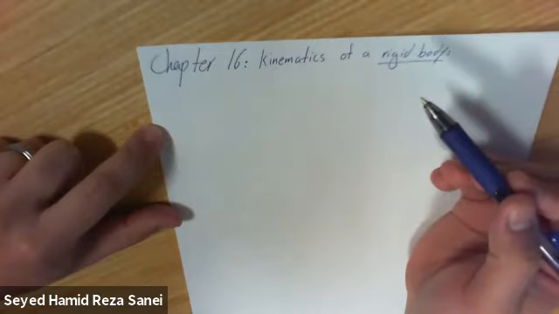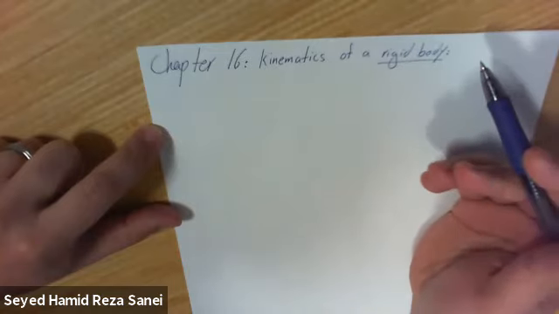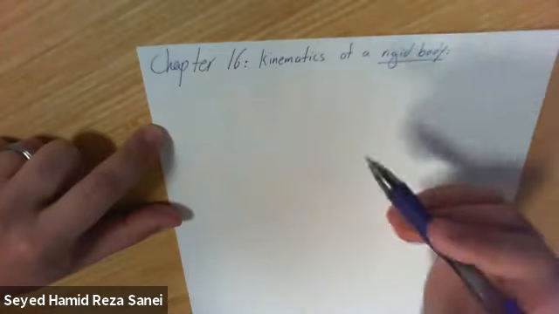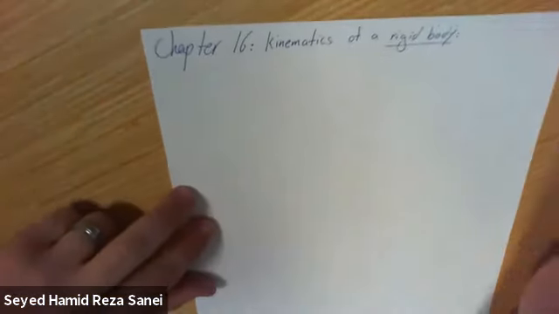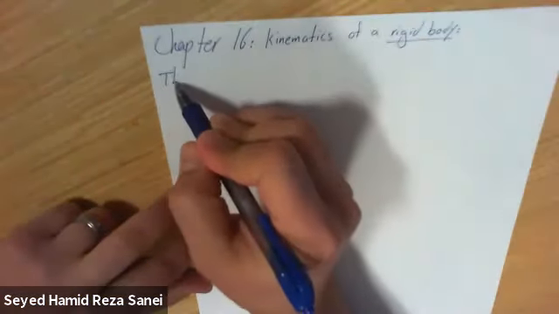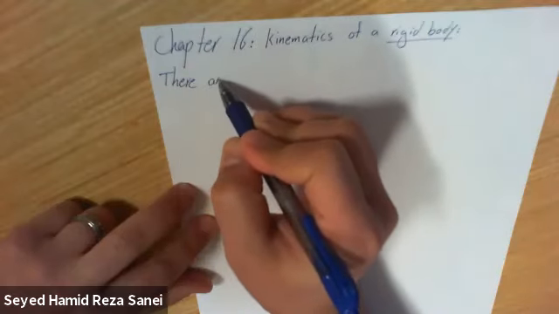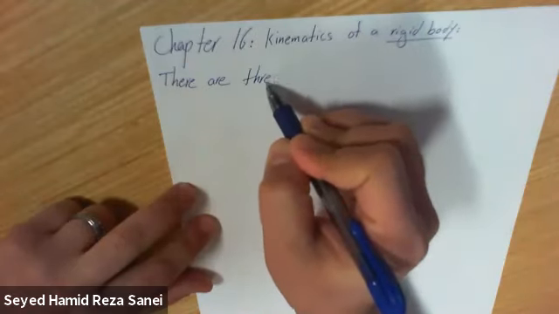Kinematics deals with the motion of an object. So we're going to start with kinematics, and then we move to kinetics, which deals with the forces that cause that motion. So there are three types of rigid body motion that we are going to discuss here.